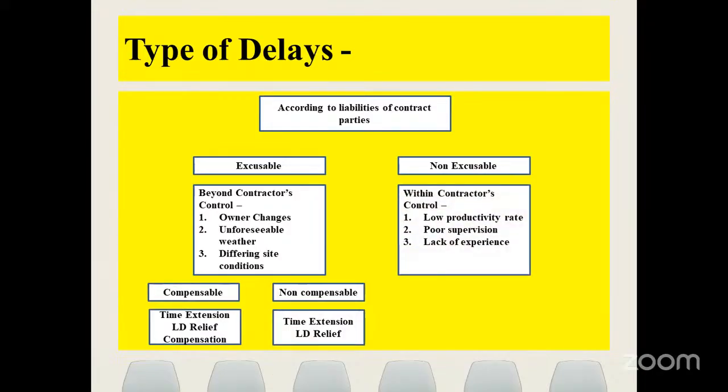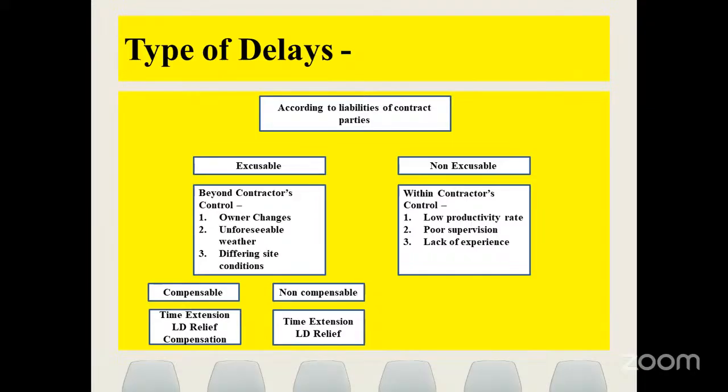Within the contractor's control, low productivity. If your workers' productivity is low, that is non-excusable. Then as per the law, you have to pay overtime, and penalties will be applicable for your low productivity and poor supervision.